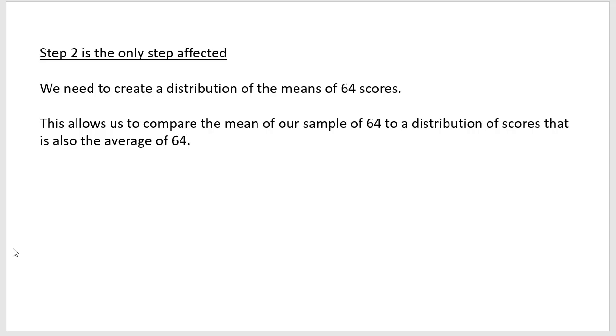Step 2 is really the only step that's affected, even though step number 4 does have a small change to it. In step number 2, we need to define the characteristics of the comparison distribution. But we need to create a distribution of means that's based on our comparison distribution. So we need to create a distribution of means of 64 scores. This allows us to compare the mean of our sample of 64 to a distribution of scores that is also the average, or the mean, of 64 scores, but taken many, many, many times.